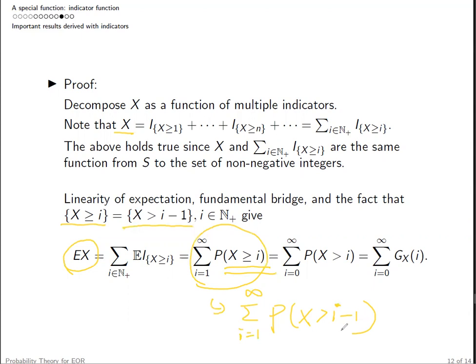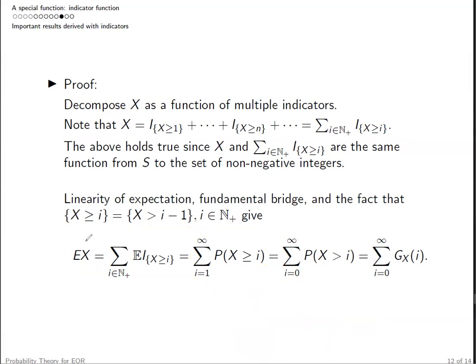Now let's use n minus 1 equal to j. And we know this n minus 1 is starting from 0, right? So j from 0 to infinity. And now we replace j with i again. It can be rewritten as this summation. And what are these values? Oh, surprisingly, they are just the survival function value of X evaluated at the value i.